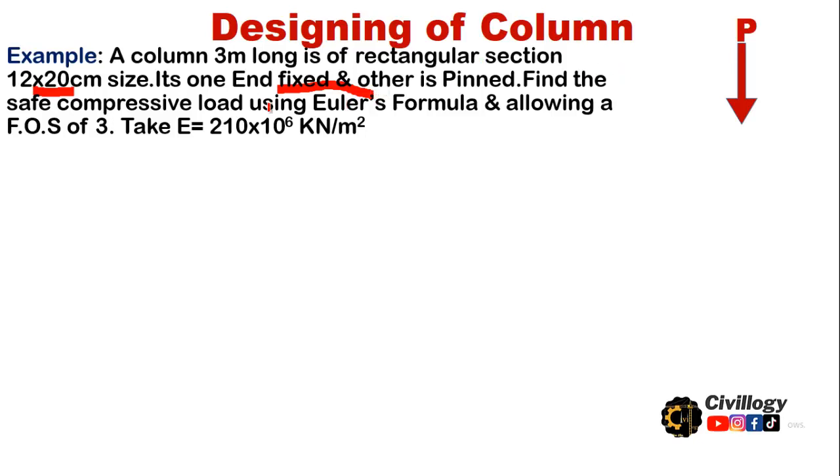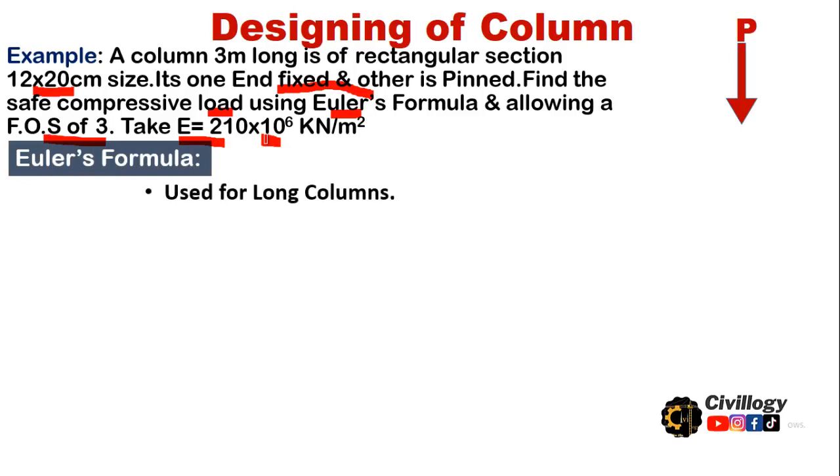Find the safe compressive load using Euler's formula, allowing a factor of safety of 3. Take E, the modulus of elasticity, as 210 multiplied by 10 raised to the power 6 kilonewton per meter square. And what is Euler's formula? Euler's formula is usually used for long columns.